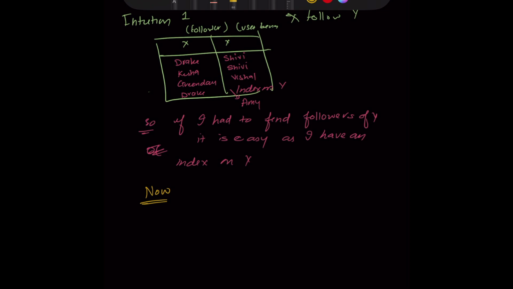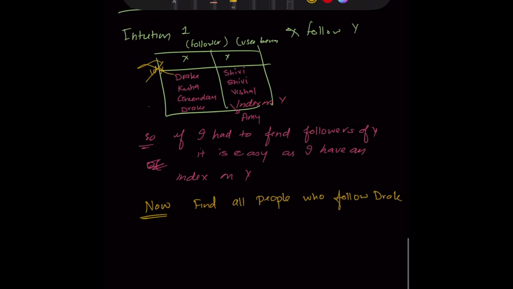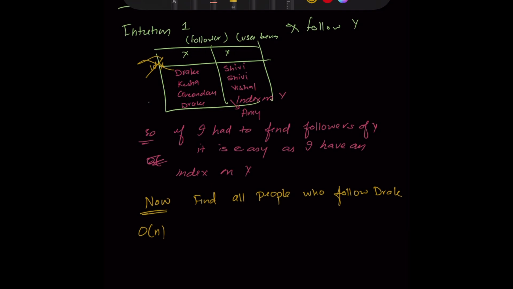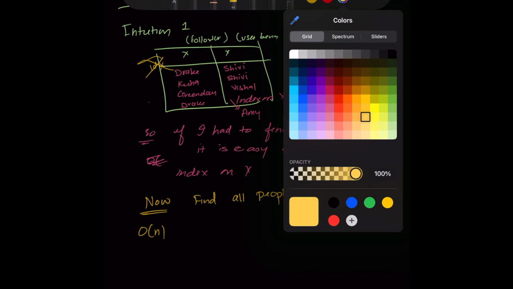Now if I reverse the question, I say find all people who follow Drake. Because we do not have an index here, we have to go over all of the things and find it. So O of n. Okay, and if you think about this across multiple partitions, across different machines, you can think of how bad this design is. Okay, can we make this better? Is there some way we can make this better, right?